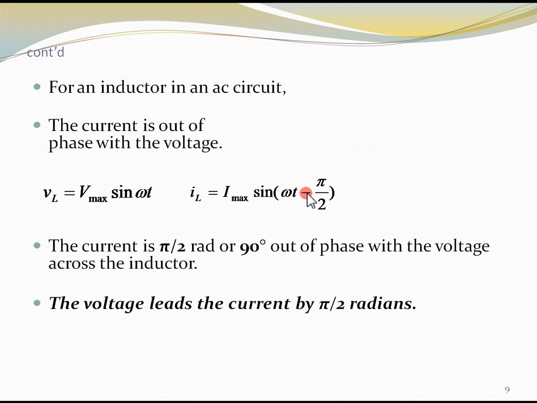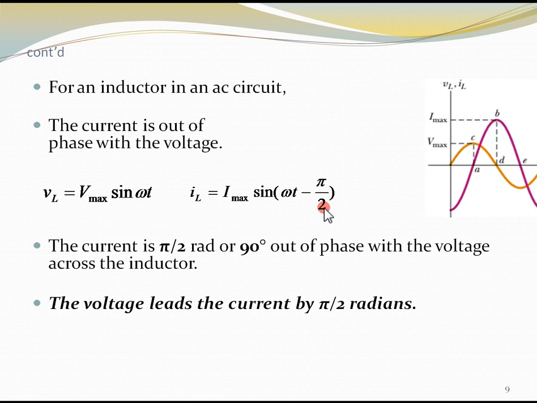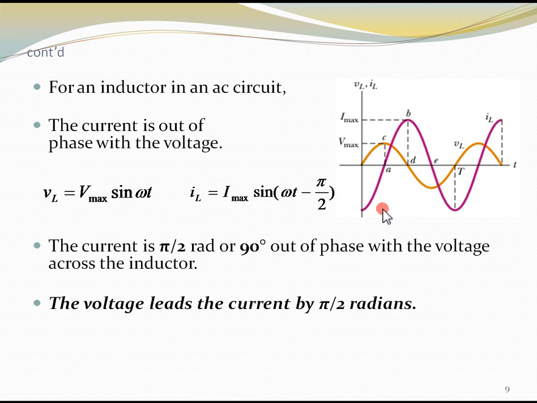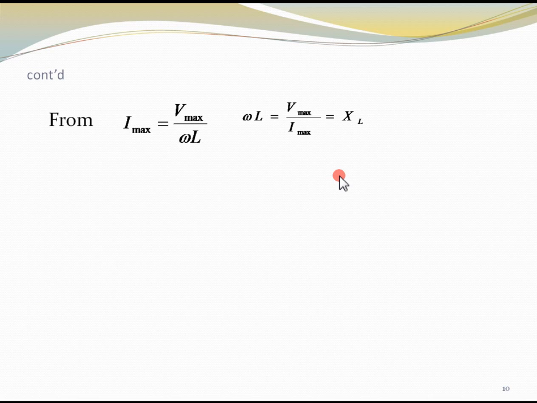As this is minus pi over 2, in this case the voltage leads the current, or the current lags behind the voltage, by how much? By pi over 2 radians. The graphical representation of this will be the voltage given by sine, and the current by sine but minus pi over 2, which will start from here. When the voltage is 0, the current will assume a negative value here. When the voltage is maximum, the current is 0. When the voltage is 0, the current will be positive. It will continue like that. This is a very important concept.